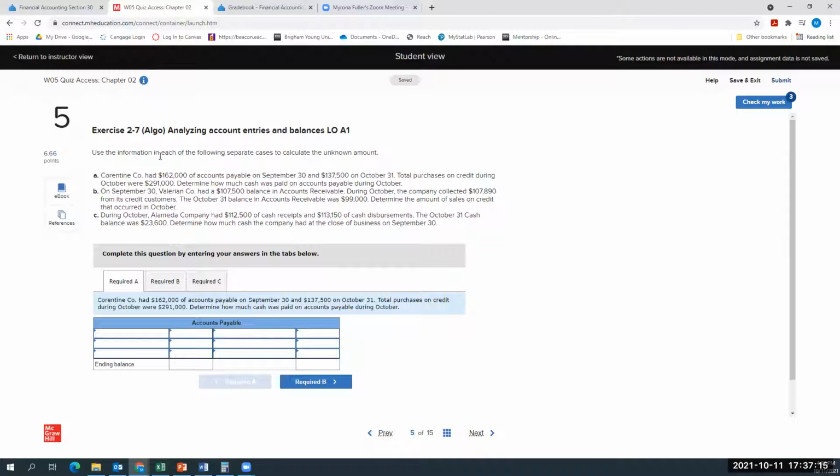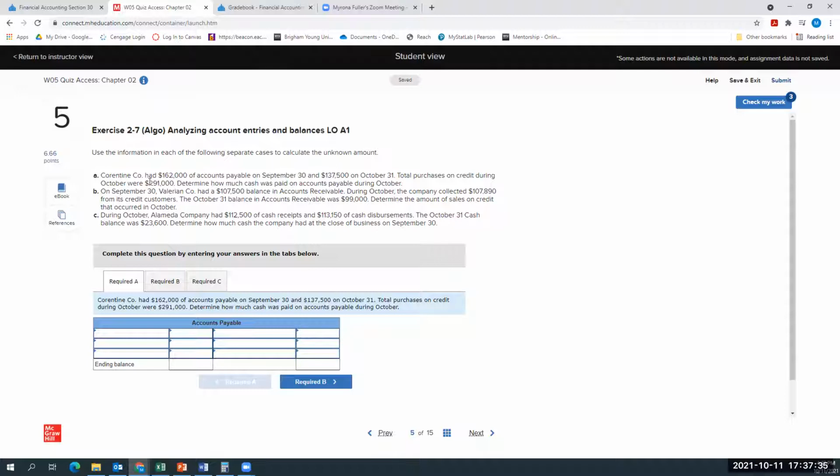Use the information in each of the following separate cases to calculate the unknown amount. First, we're going to do requirement A here, which is quarantine company, not quarantine company. And that's an important distinction right now.